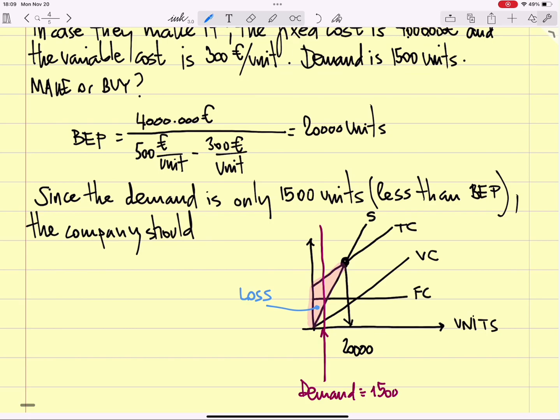So what should we do? We should buy because we will be in loss if we produce on our own. Yeah, so we should buy the product. If we make it, we lose money.